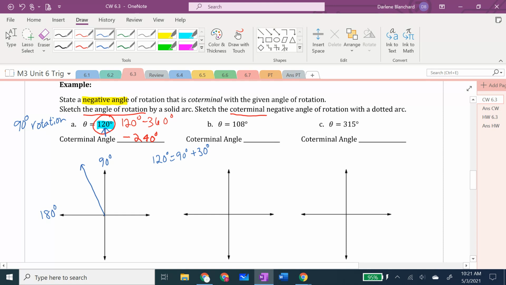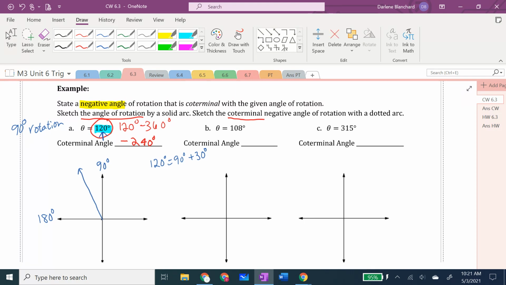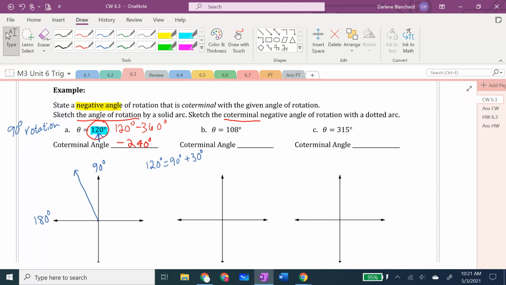And what I'm trying to get going is a sense of where an angle lands. You want to get familiar with your rotations and where certain angles are at. So what it's asking you to do is, if I can get my pen working the way I want it to again.